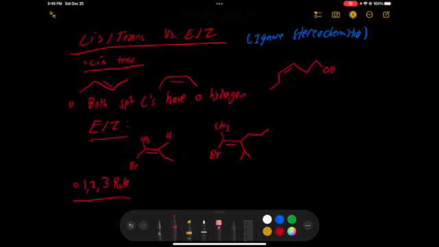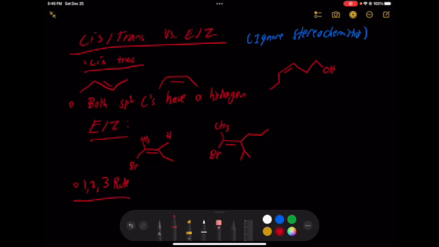All right, welcome everybody. Today we're going to be talking about, in organic chemistry, cis-trans versus EZ naming for alkenes, or just molecules with double bonds more broadly. These are very similar naming schemes, I guess, but there's basically one important rule that distinguishes them.